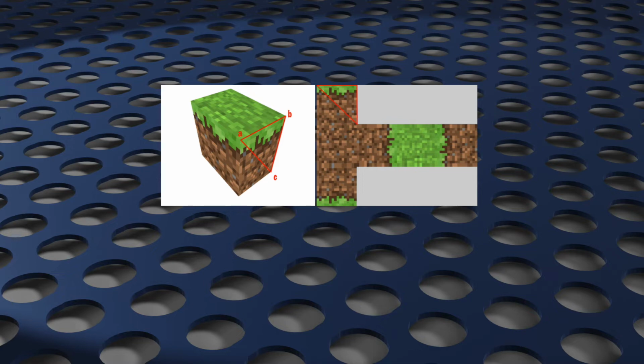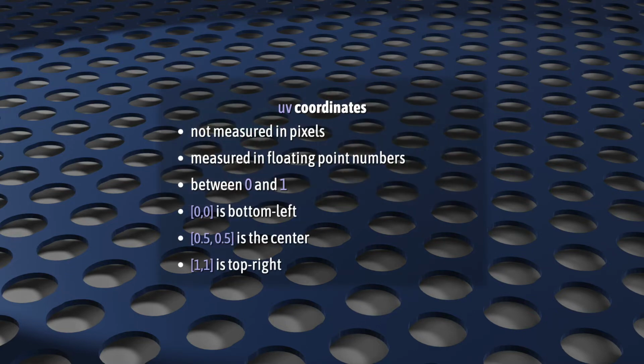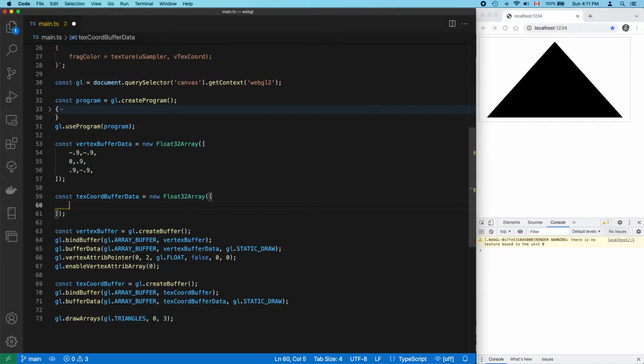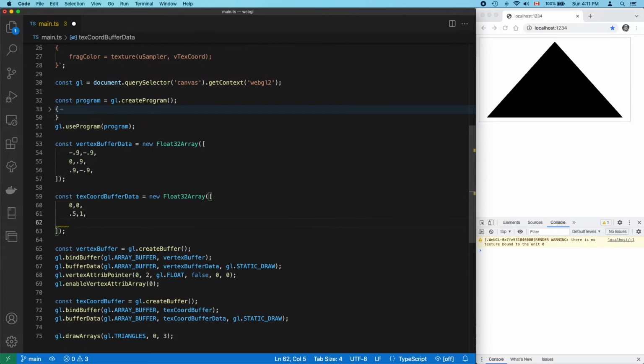The last sort of head scratcher for newcomers is that these UV coordinates aren't measured in rows and columns or pixel coordinates, but rather in floating point numbers between 0 and 1. 0, 0 would be at the bottom left, and 1, 1 would be at the top right. So our final position and UV coordinates would look something like this. Okay, so let's go back to our simple triangle and decide what our UV coordinates are and finish off our vertex buffer definition.